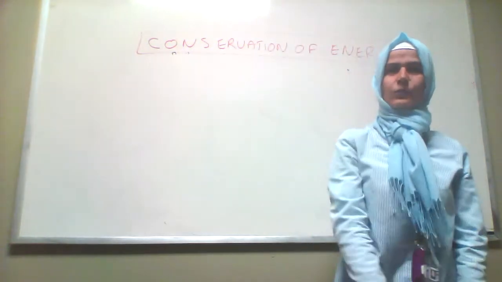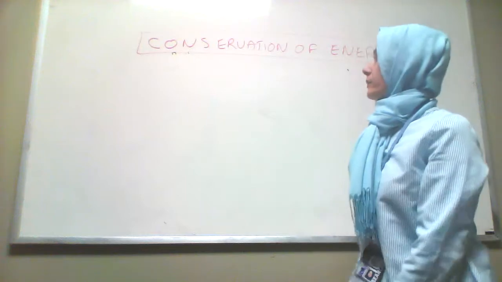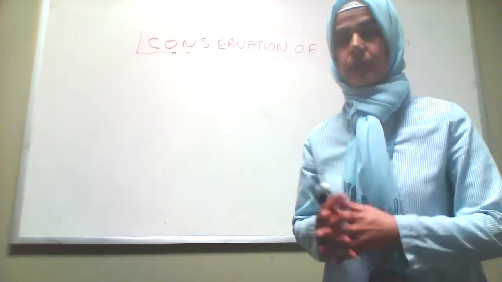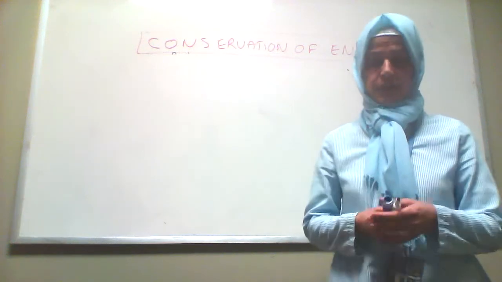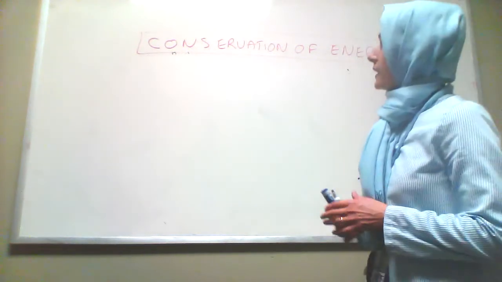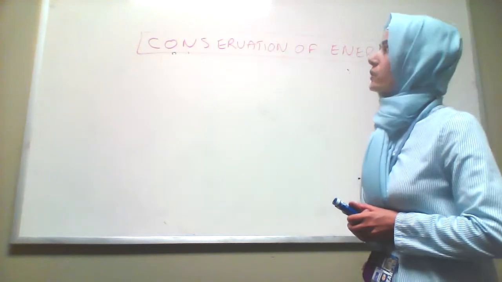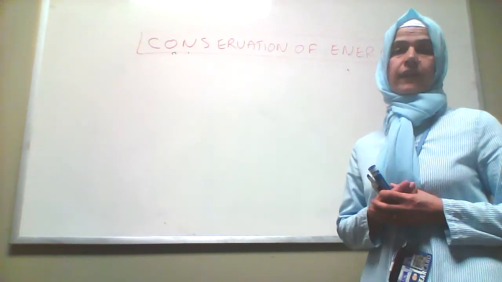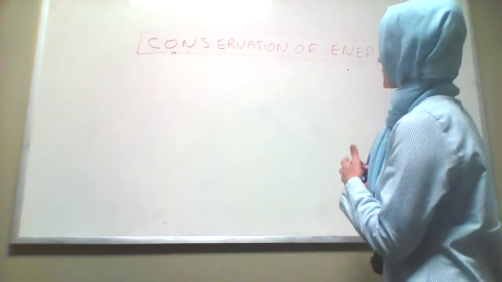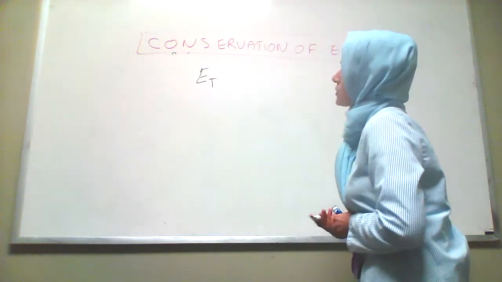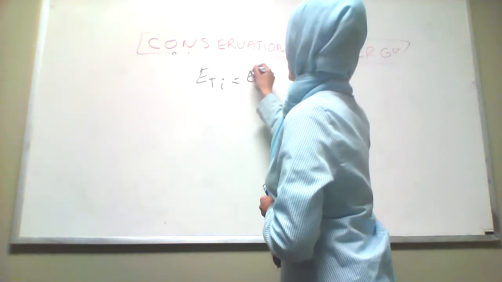Hello friends, in this lecture I'm going to be talking about conservation of energy. The total energy of the system is conserved, and the total energy is called mechanical energy. If there is no friction or air friction, this is the case. So we say generally, if there is no friction or air friction, the total energy of the system is conserved. Total energy initial will be equal to total energy final.